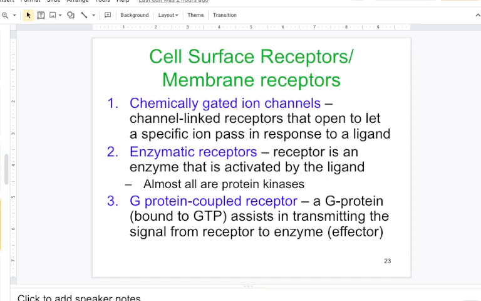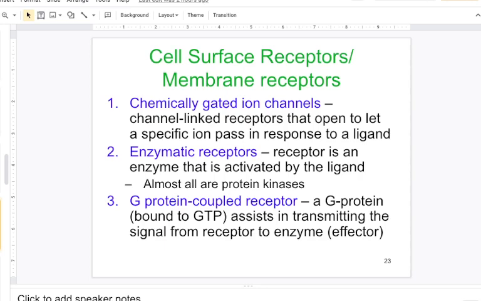Here are different types of cell surface receptors, or membrane receptors. We have chemically gated ion channels, enzymatic receptors, and G-coupled protein receptors. A chemically gated ion channel is a channel that is linked to a receptor. It's a gate that doesn't open unless the receptor-ligand complex is activated. After it becomes activated, it allows a specific ion to pass in response to that complex being formed.